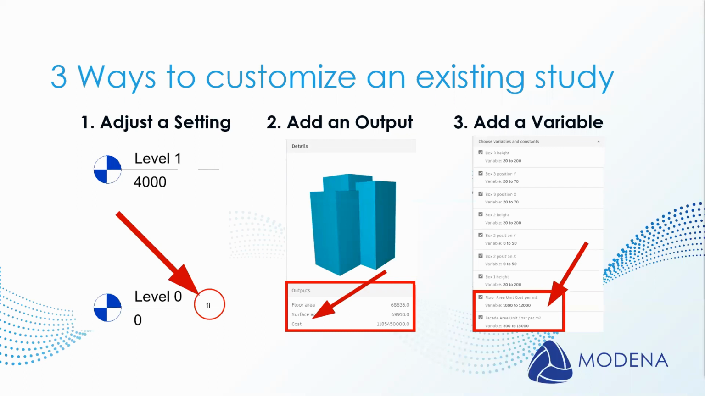The 3 ways that we will look at: we will start with an out-of-the-box study, run it and see what we get. And we will see there's a small error, literally small, where the building scale doesn't come through, and we will see how we investigate this to fix it. Then we will add an additional output, cost, to this script, and then we will see how we can add additional variables for the cost, for instance, if the floor area and the facade area cost varies.